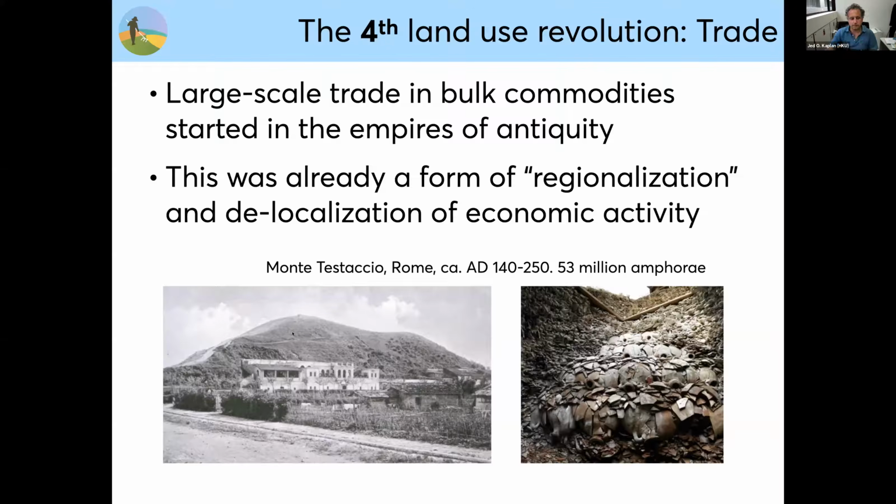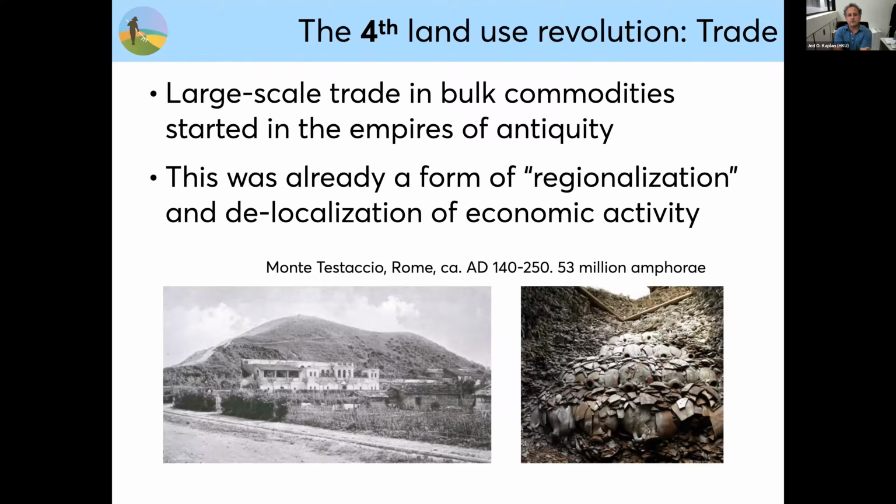This is a landfill, if you want, an artificial mountain, a hill outside Rome called the Monte Testaccio. It's about 40 meters high or so, which is basically built up on the first one-way use packaging, if you want, 53 million amphorae that were used to transport olive oil from Spain to Rome during the peak of the Roman Empire. Similarly, we have the construction of the Grand Canal and huge development of long-distance trade in commodities in East Asia.